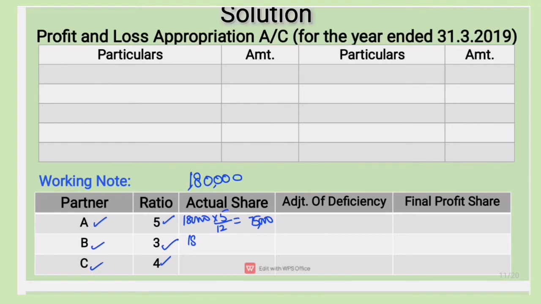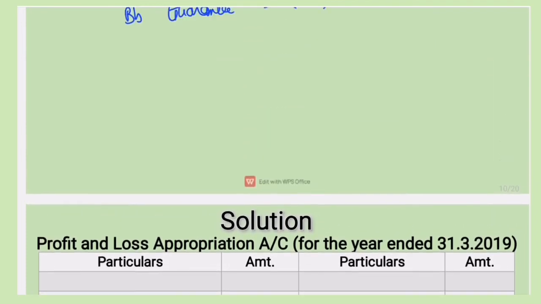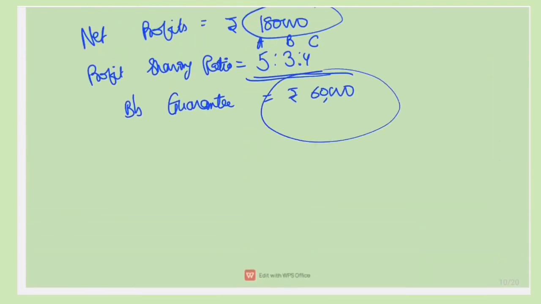Then we will find out actual share of B, 1,80,000 into 3 by 12. It will be rupees 45,000. Then we will see actual share of profits of C. It is 1,80,000 into 4 by 12. So C's share will be 60,000. Fine. Now if we see share of profits of B is 45,000 and B has been given a guarantee of rupees 60,000. We'll see B's guarantee 60,000 less B's share of actual profits. It is 45,000 as we calculated in the working note.